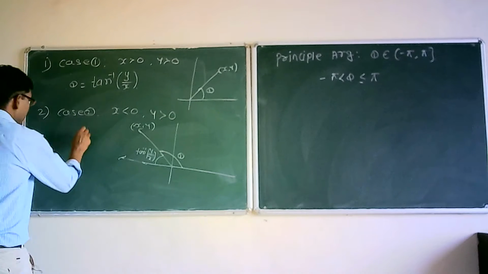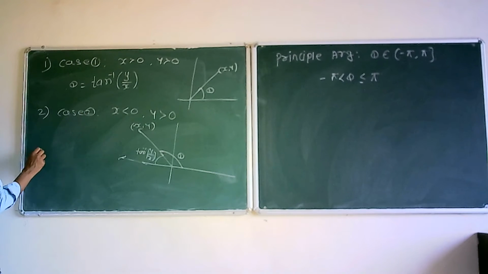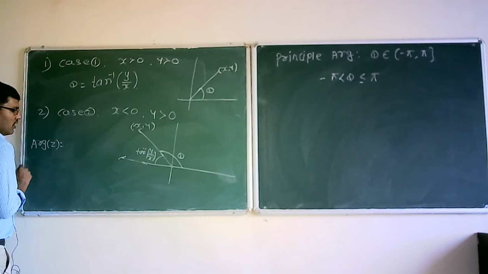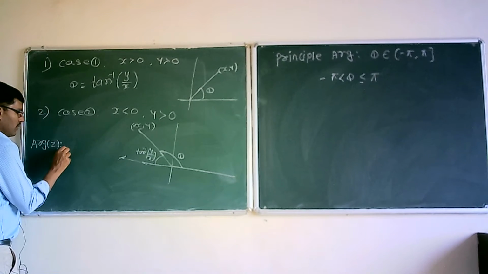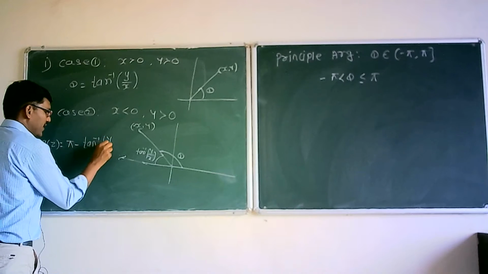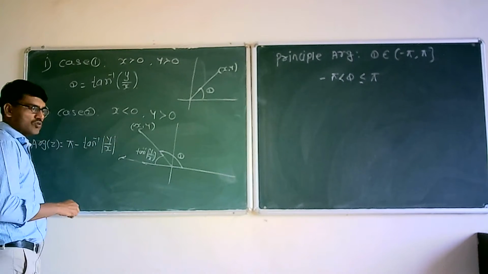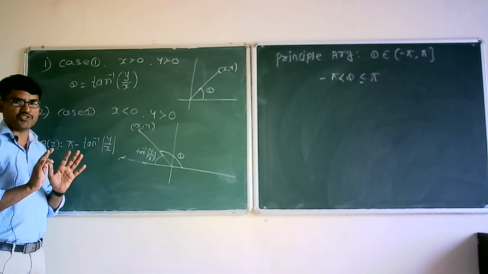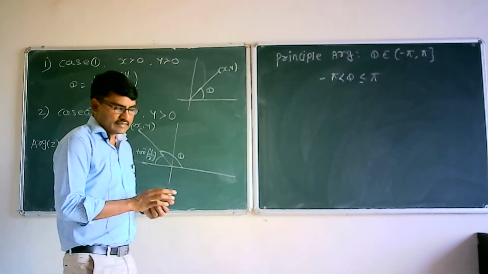So in the second case, what is our argument of z? Argument of z is equal to pi minus tan inverse of mod of y by x. Now what is mod? You want to convert this x and y into positive. This is the second case.